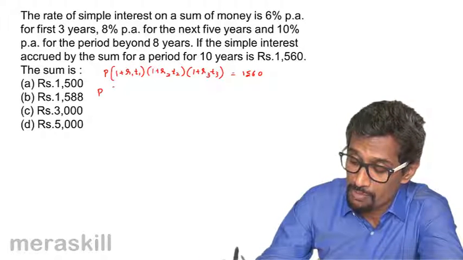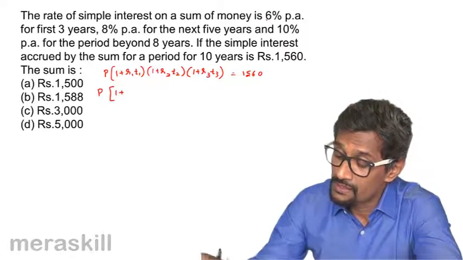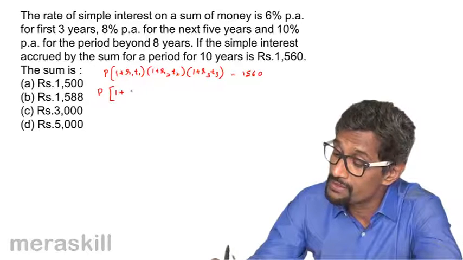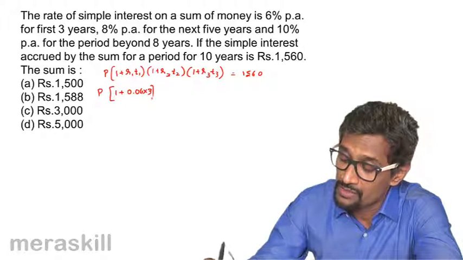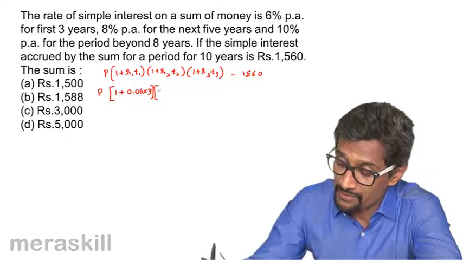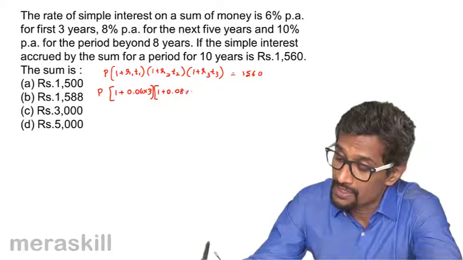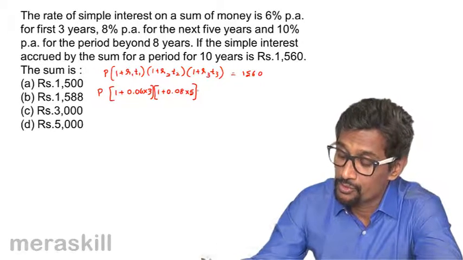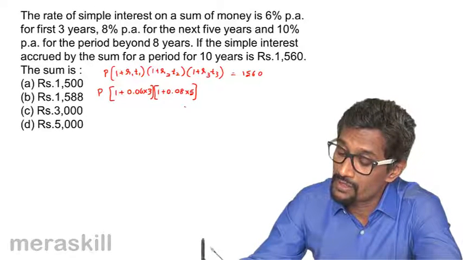So it's going to be P into 1 plus, for the first 3 years, it's going to be 6%. So 0.06 into 3. Then 8% for the next 5 years. So 1 plus 0.08 into 5. So totally 3 plus 5, 8.